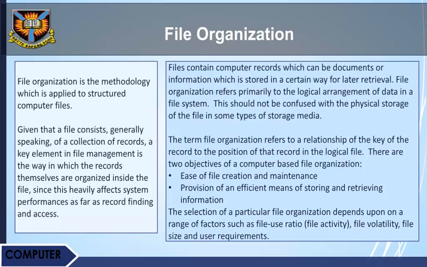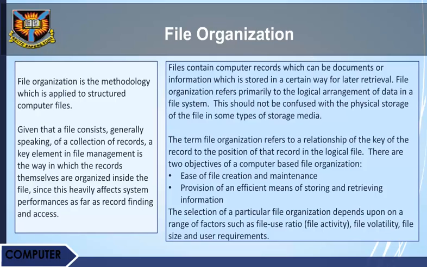File organization refers primarily to the logical arrangement of data in a file system. This should not be confused with the physical storage of the file in some types of storage media. The term file organization refers to a relationship of the key of the record to the position of that record in the logical file. There are two objectives of a computer-based file organization: ease of file creation and maintenance, and provision of an efficient means of storing and retrieving information.